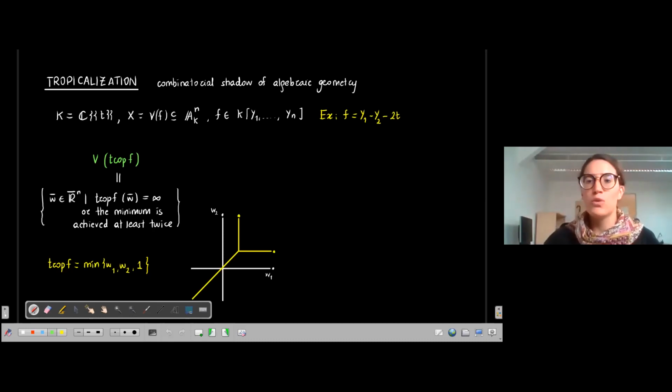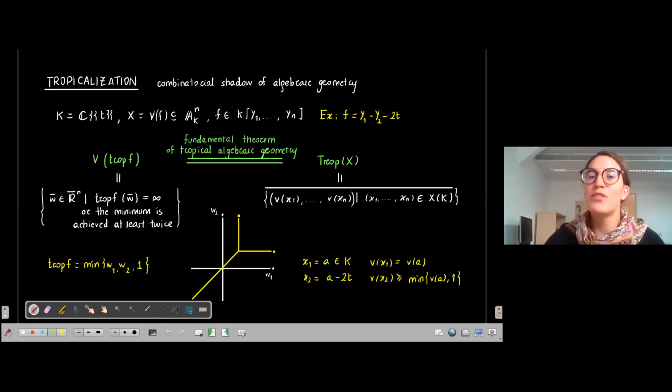Here is an example. If we fix F to be y1 minus y2 minus 2t, this is the tropical polynomial that you get, and this is the picture of your tropical curve. Okay, but then I think it was probably the subject of the first lecture that we have a fundamental theorem of tropical algebraic geometry. So we have a second point of view: we can take x1, ..., xn a solution to our polynomial in K, and then we can apply the evaluation.